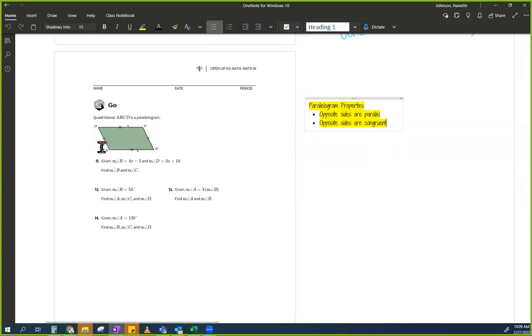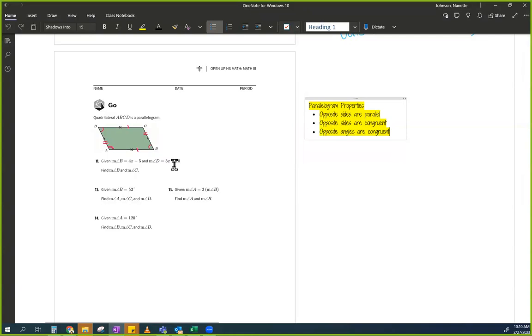The reason why I'm going to use 2 is if I used 1, it's basically saying that all of the sides are congruent. And that's not what a parallelogram is all the time. That's actually called a rhombus, if you remember. The next thing that I want to tell you is that opposite angles are congruent, which means that angle D is congruent to angle B, and angle A is congruent to angle C, right?